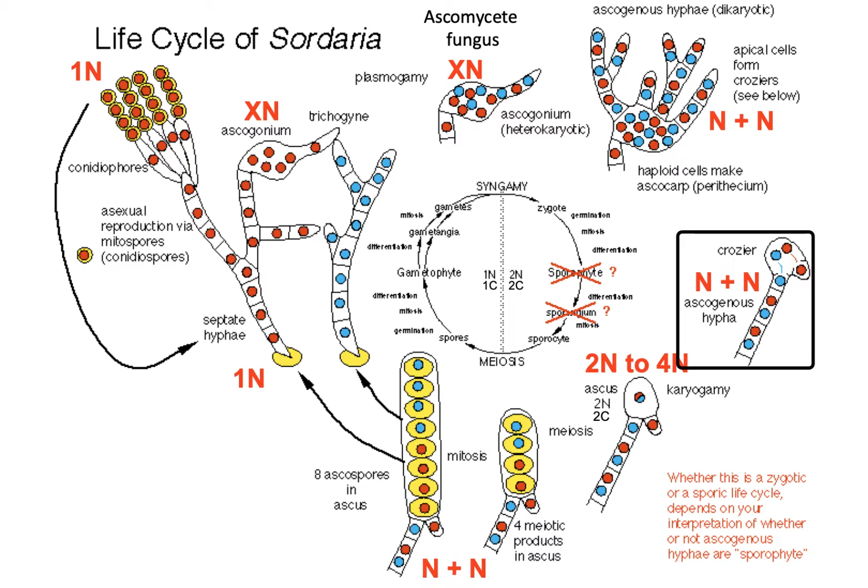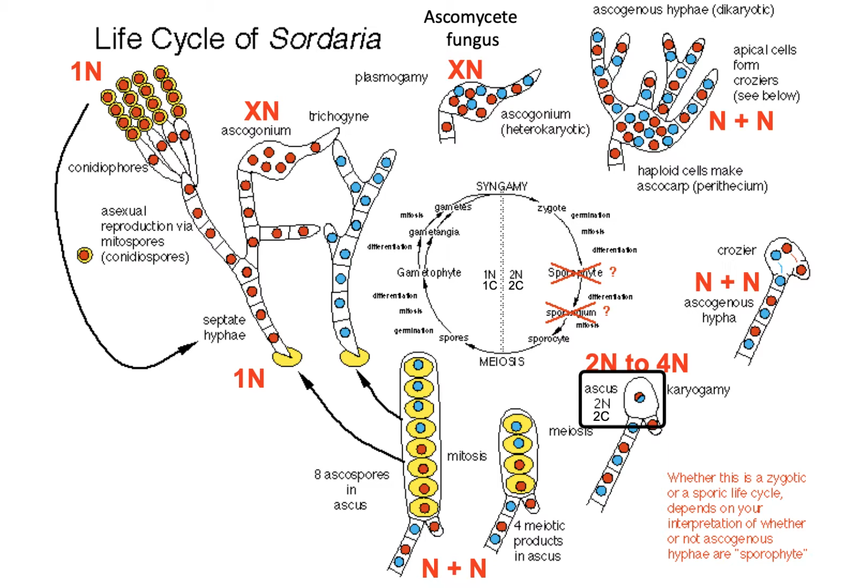Then at some point in time, in preparation for meiosis, this loops over or curls over and forms what's called a Crozier hook. And those two nuclei in the end of that hook come together as a 2N2C nucleus and 2N2C cell. So you have a diploid cell there finally.